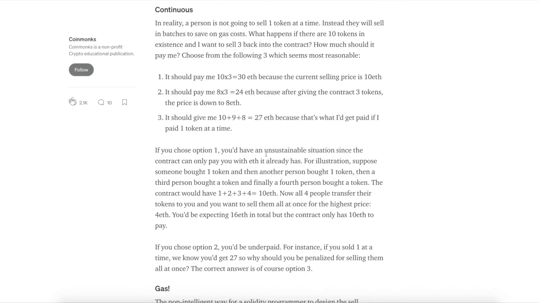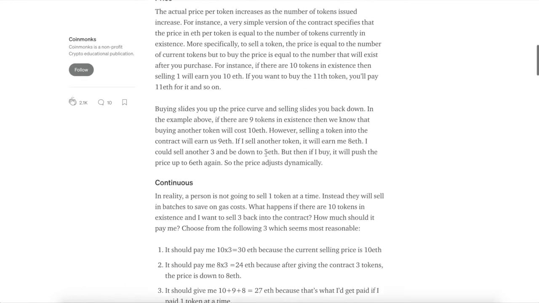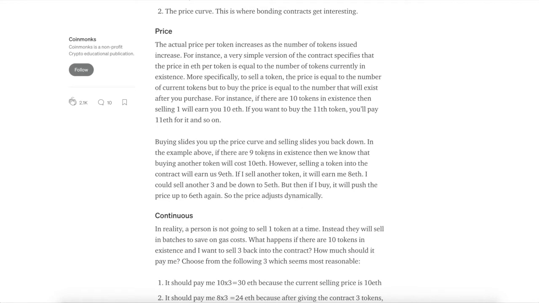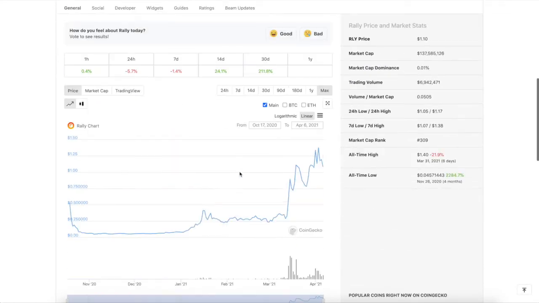So you guys can read a bit of this. I'll leave a link in the description. The example probably didn't help much, but again, this is not a video on bonding curves. Basically what you need to know is that it keeps the price from massively pumping and massively dumping. It goes up at a steady rate. And to see this in action, just take a look at the chart.